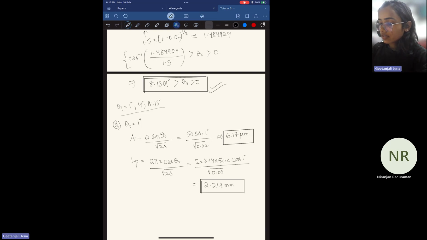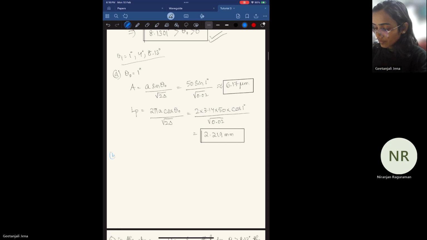So now let us see what the values are for 4 degree. So theta 0 is 4 degree now. That means A will be A sine theta 0 over root over of 2 delta. Let me put it: it is 50 micrometer sine 4 degree over root over of 0.02, and this will come around 24.66 micrometer.